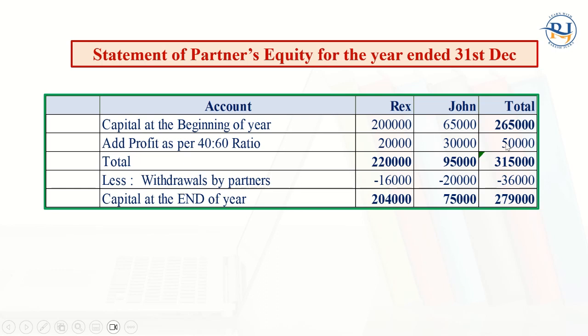We are assuming that this firm has earned $50,000 profit, and the profit is divided as per the ratio 40 and 60. Now withdrawal by the partners is $60,000 and $20,000. This is withdrawal, and the rest of the amount is capital at the end. This is what we have prepared, the statement of partners equity for the end of the period.